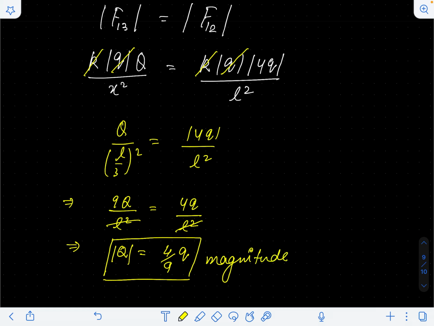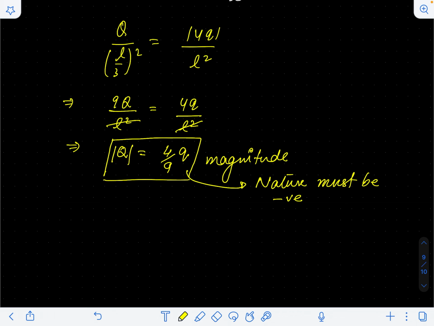But we have conceptually calculated that the nature of this capital Q must be negative. Therefore, the capital Q can be written as minus 4 by 9 of small q.